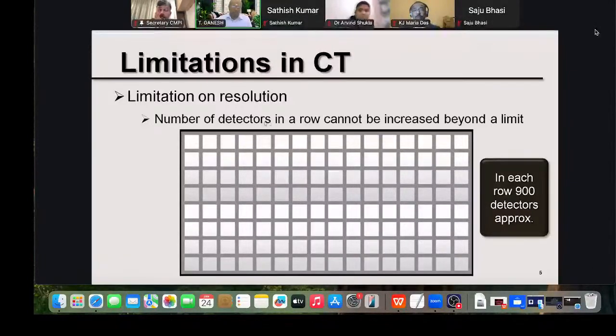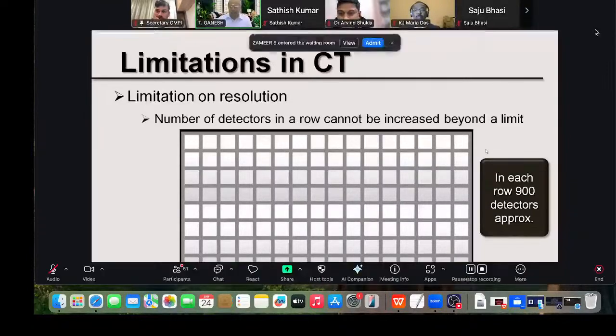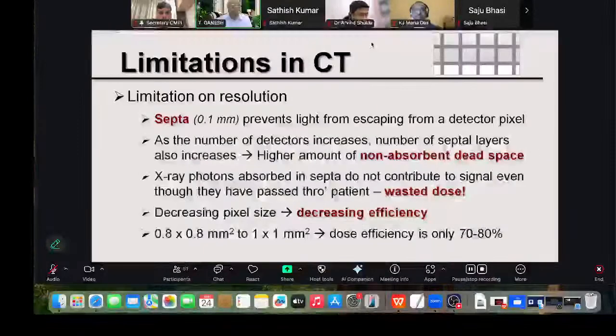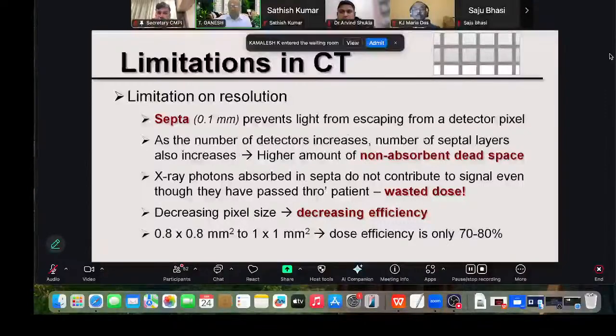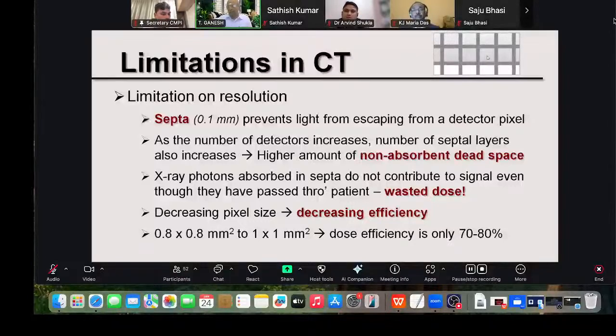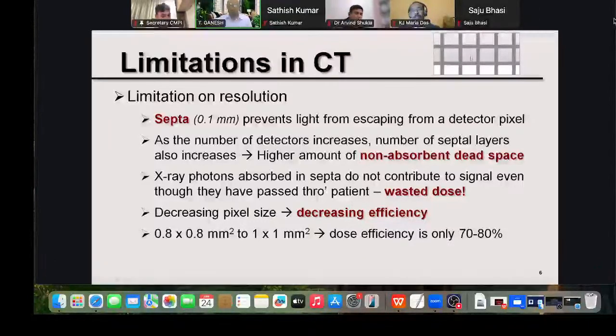But we cannot increase the number of detectors beyond a certain limit. That is one of the limitations in CT. So why are we not able to increase the number of detectors? That's because of the septa. You see here the detectors are separated by septa in between them. The septa is very thin, actually 0.1 millimeter thick only, and it prevents light from escaping from a detector pixel. So light produced in one pixel cannot go to the other pixel. We don't want that, and that is done by this septa.